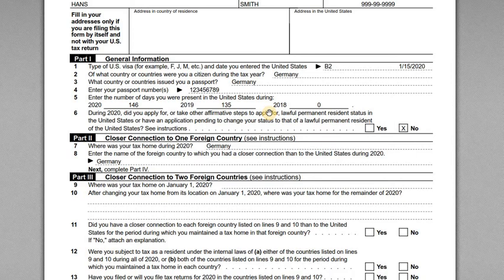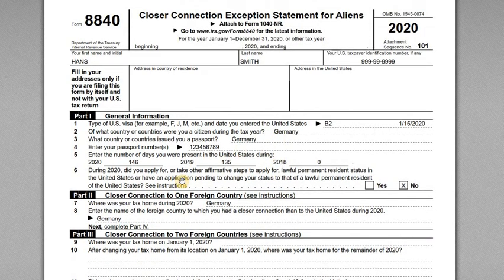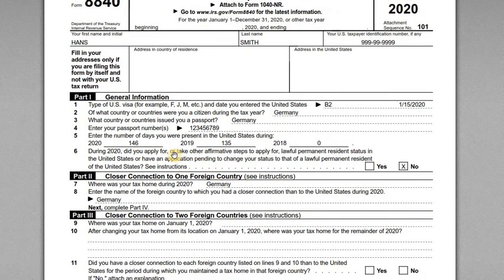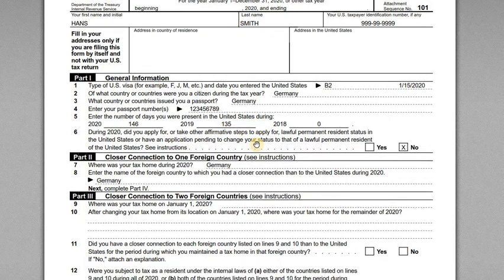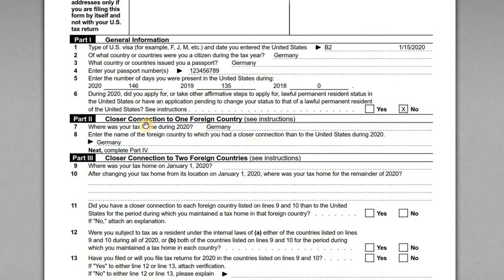Right, so they're conflicting positions. If the United States is what you intend to make your permanent home, then you don't have that closer connection anymore to Germany. Okay, in this case, Hans did not do that. Right, he didn't apply for anything. He was just in the country on a tourist visa, tripped over this rule, and now he's trying to get out of it.